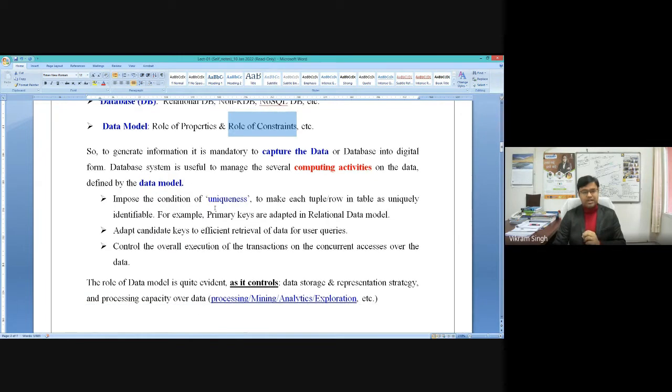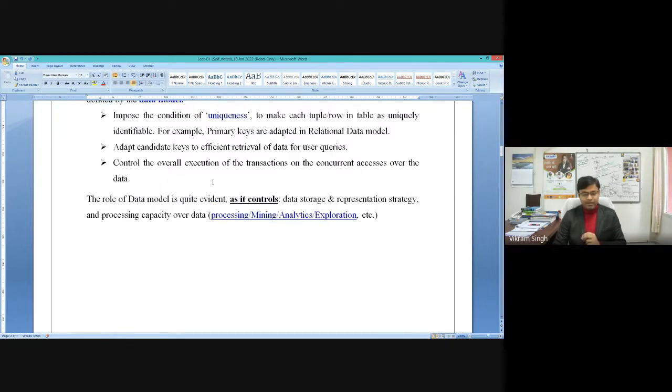And as far as computing is concerned, the data model also controls or defines the capacity of the data for future applications. Like if you are interested in getting some processing on the data, basic level processing, you can do it. Mining also can be performed, analytics also can be performed, exploration also can be performed on the data which we have in the database, right?